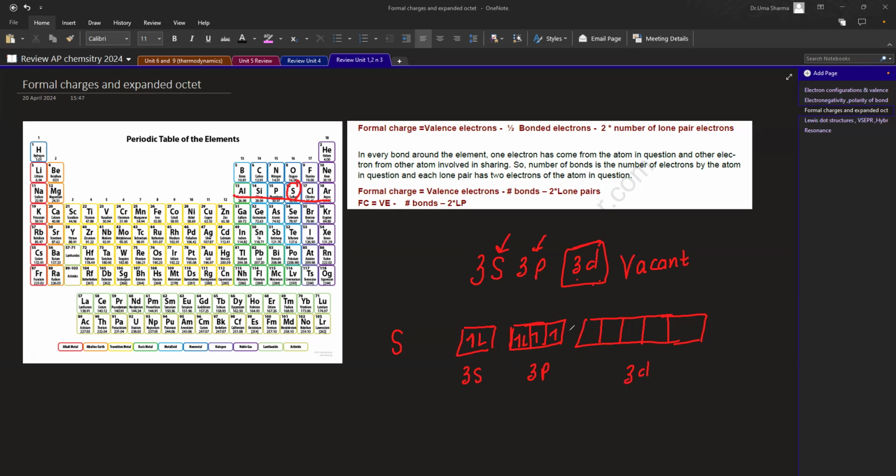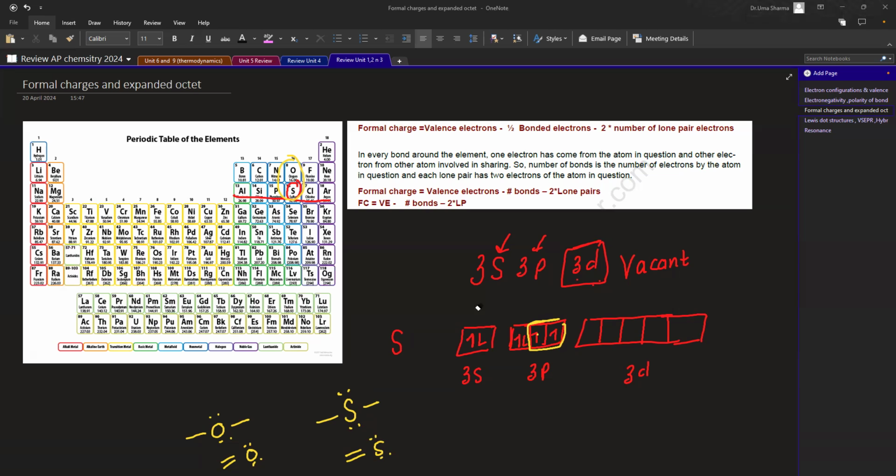If these electrons don't excite, how many bonds can sulfur make? Check here. How many are unpaired? 2 electrons are unpaired. So it can make only 2 bonds. So if I take it like this, then sulfur is like this with 2 bonds, 2 lone pairs. Check the formal charge, 0. Oxygen is also like this. Oxygen can also make 2 bonds with 2 lone pairs. It can make a multiple bond like this. Oxygen, sulfur, same family. Sulfur also like this.